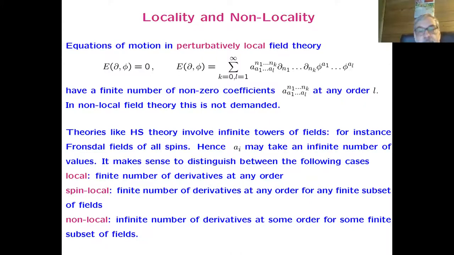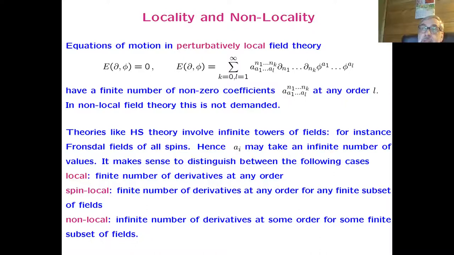Because in that case, one can distinguish between three possibilities, three options rather than two. Well, local is a finite number of derivatives at any order for all fields at once. And this never happens, neither in high spin theory nor in string theory. So spin local is a little bit different, because it demands a finite number of derivatives at any order for any finite subset of fields. This is spin locality, or at least one version of spin locality. Take a subpart, you'll find a finite number of derivatives.